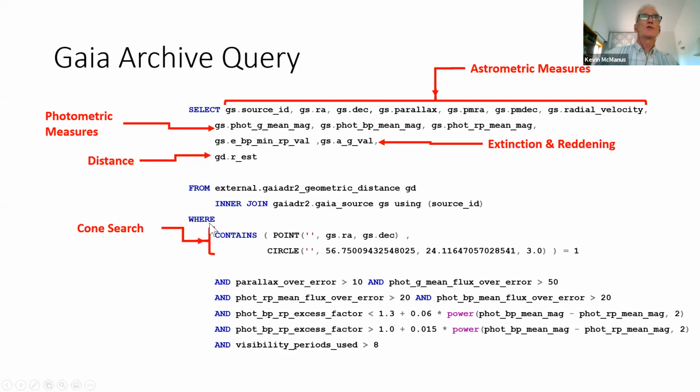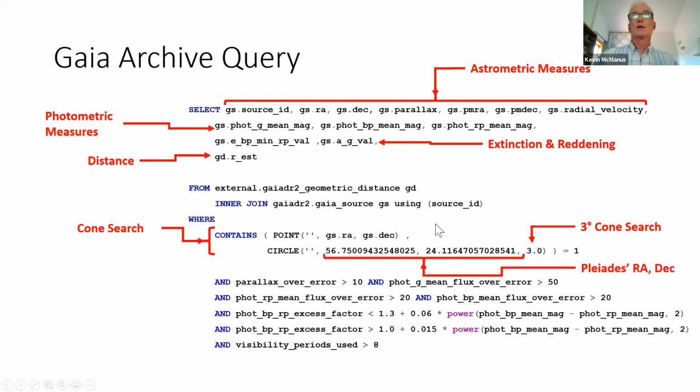The where clause of this query contains a phrase called contains. And so this is the part that actually implements the cone search. The parameters to the cone search here: 56.75, that's the right ascension from the SIMBAD catalog, 24.1, that's the declination from the SIMBAD catalog. And then the radius of the cone search is this parameter 3.0, so that's 3.0 degrees. So we're gonna look 3.0 degrees around that right ascension and that declination.